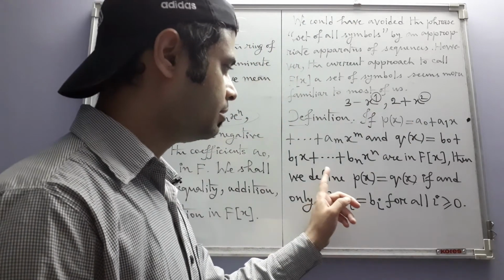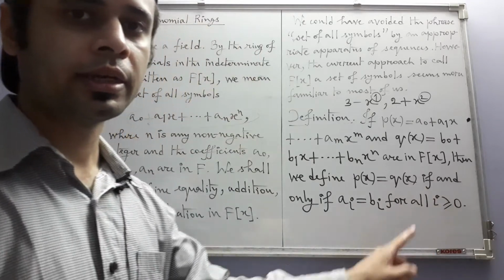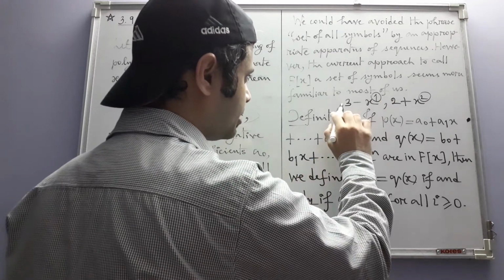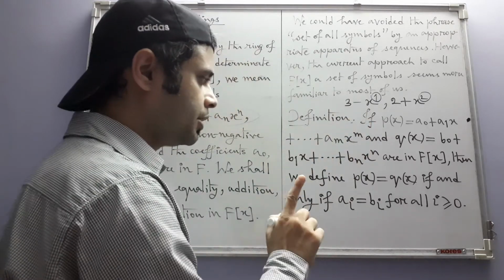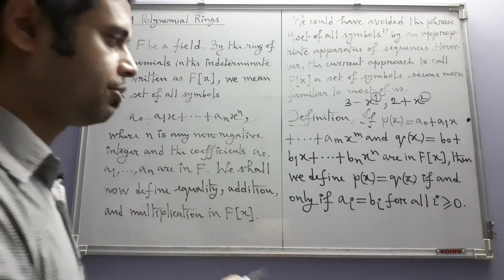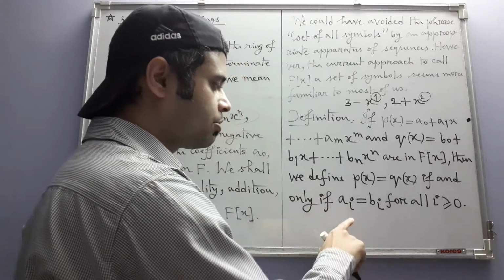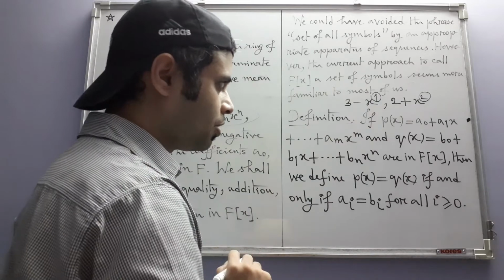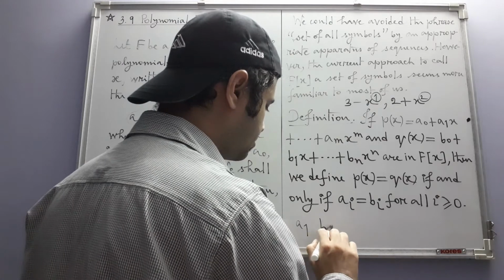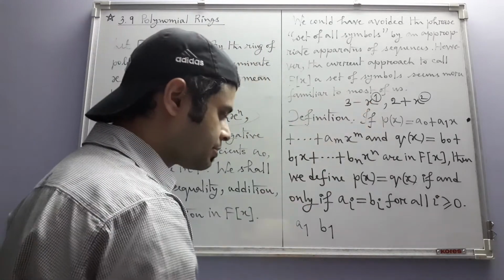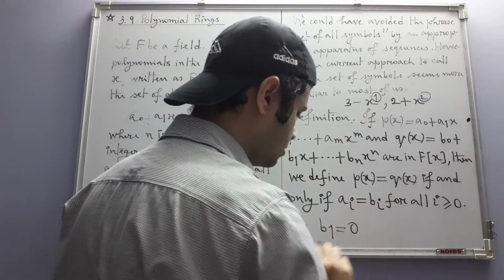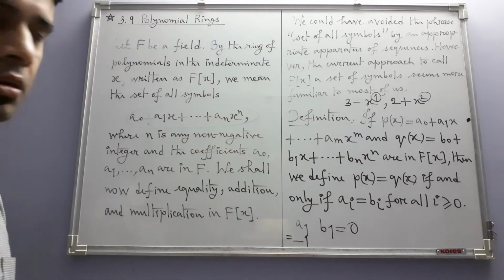So when we are saying that for all i greater than or equal to 0, what do we really mean? For example, here what is a0? a0 is 3. Here b0 is 2. They are not equal. Okay, fine. So this condition is not true when i is equal to 0 for these two polynomials. What about a1 and b1? a1 is minus 1 and b1 is 0. They are also not equal. Okay, fine.